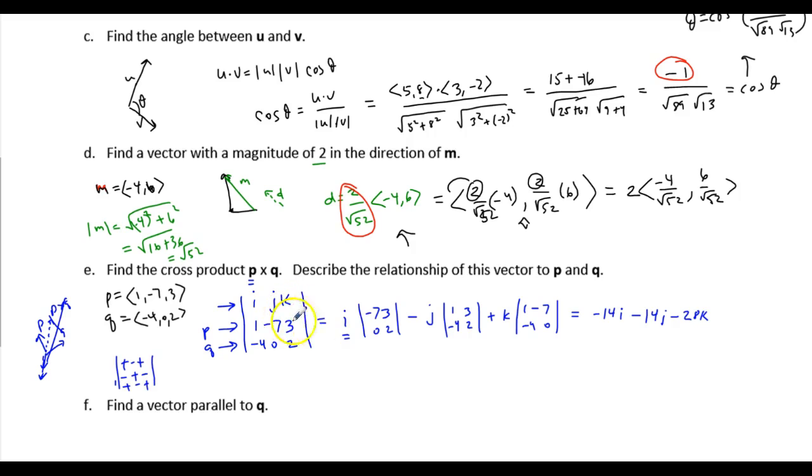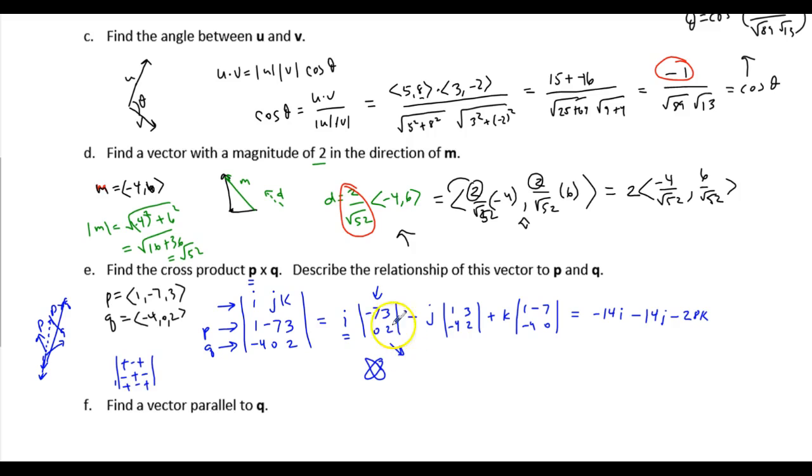And then you do the cover-up method, where if I'm expanding the i term, I cover up this column and this row, and I'm left with the negative 7, 3, 0, 2, 2 by 2 determinant right here. And the same thing, etc., etc. And then I'm going to assume you remember how to compute a 2 by 2 determinant, but it's essentially the product of this diagonal minus the product of that diagonal.